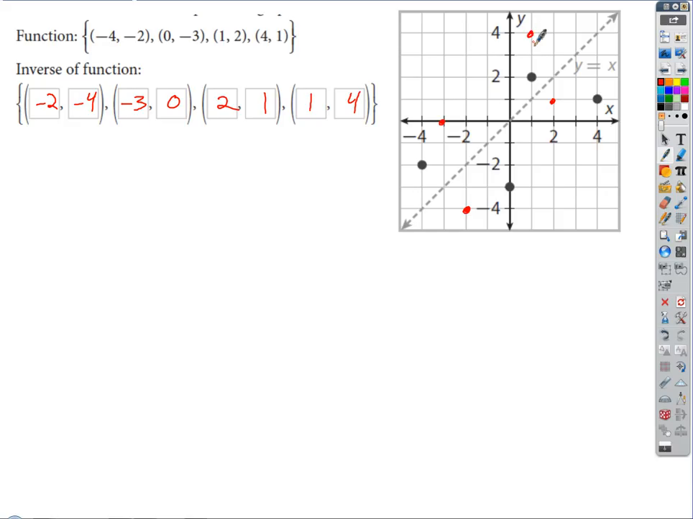Okay, I want you to notice something. What do you notice about the red dots and the black dots? What are they? Say again. Oh, over what? Okay, they're reflections over the line y equals x. Okay, that must not be an accident, right? It's not. That's true of all inverse relations. The graph of an inverse is always going to be the reflection of the original over the line y equals x.